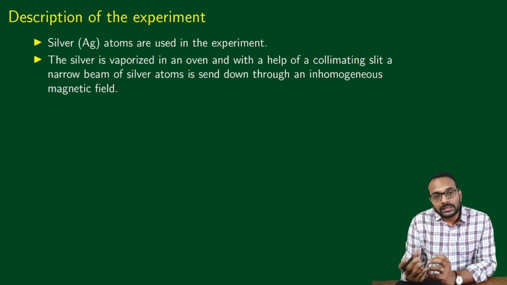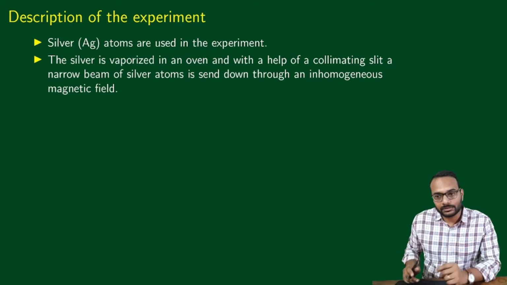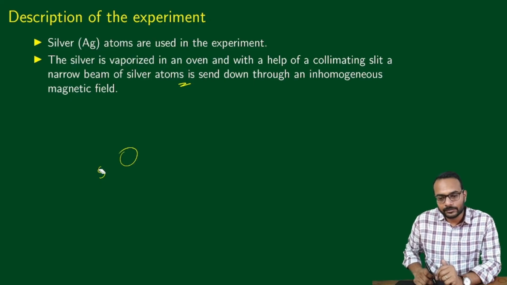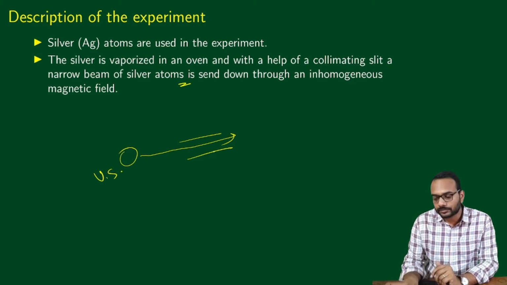Now, we'll go to a description of the experiment. As I said, we'll be using silver atoms. The silver is vaporized in an oven, so we heat the silver atoms and vaporize them. With the help of a collimating slit, a narrow beam of silver atoms is sent down to an inhomogeneous magnetic field. So we have vaporized silver atoms on one hand, and an inhomogeneous magnetic field on the other, and we'll send the silver atoms through this field.